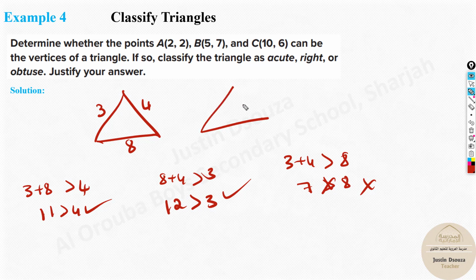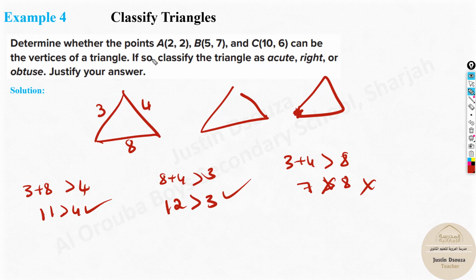Now it will be left hanging. If it is something like this, it will not touch the other side. It can't. There will be a gap. It can't be a closed polygon. So it is very important to know about this theorem. You add any two sides of the triangle and it must be greater than the third side. Only then it's a triangle.